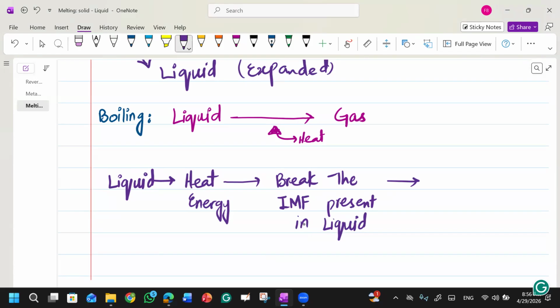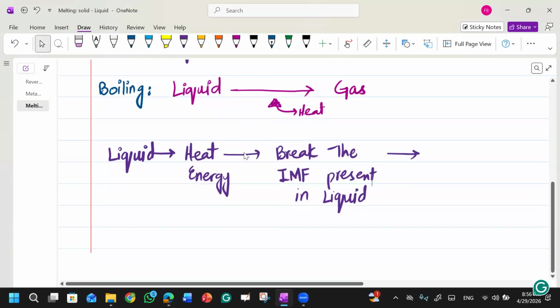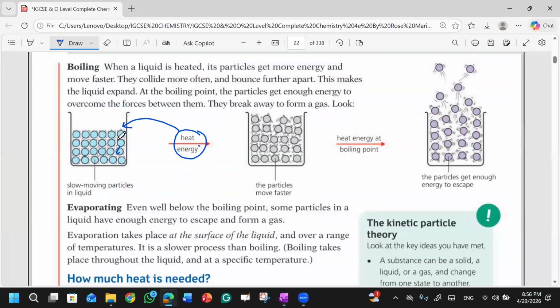Then the vibrations will increase, because ultimately you are heating. If you just imagine that you have particles and you are giving heat, what will happen? These particles have used this heat to break the interaction. And once the interaction is broken down, what will happen? The vibrations will increase. It is just as you are holding your friend's hand. So you are controlling him. You are not letting him go.